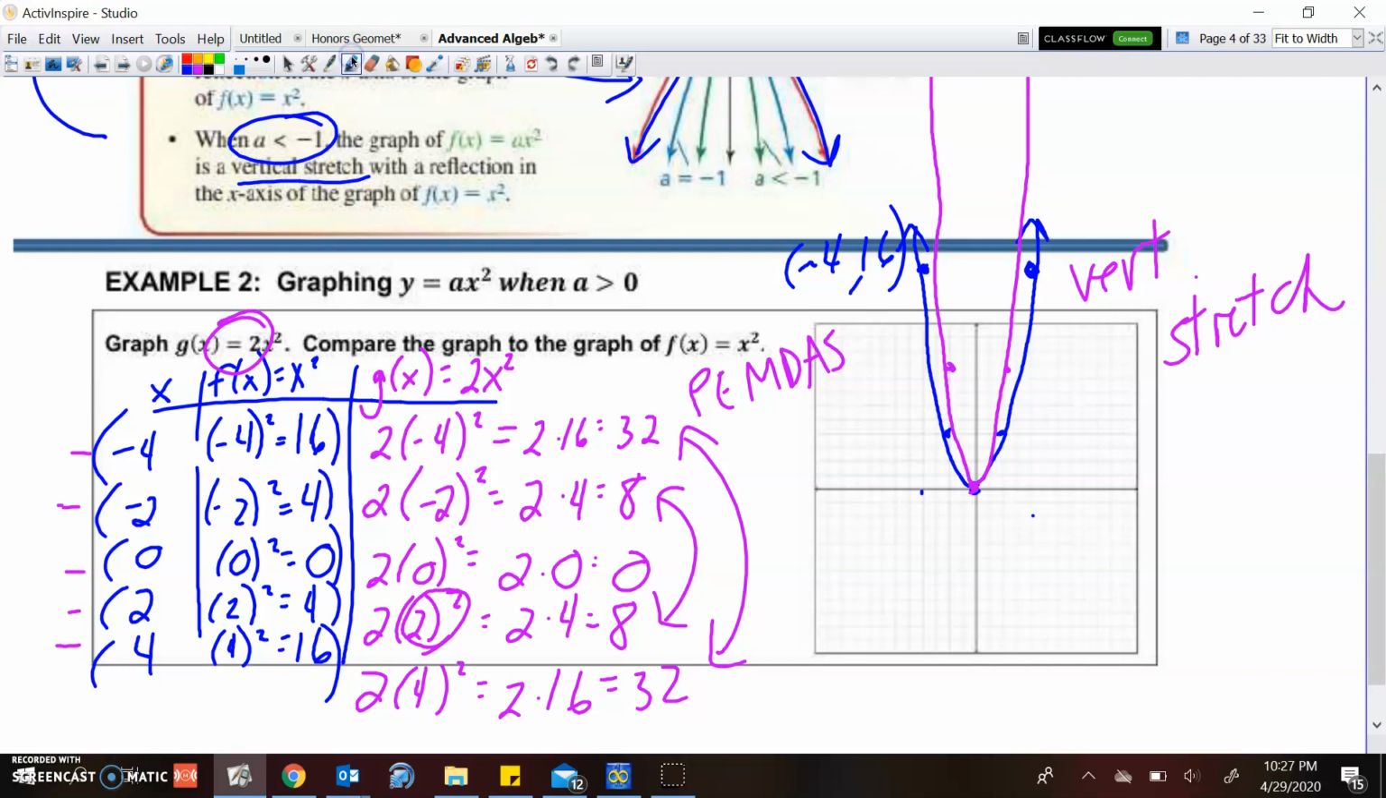My y value here stretched by, was 16, it turned into 32. It was 4, it turned into 8. It multiplied by 2. That's why it's called a vertical stretch by a factor of 2. All right, so that compared it.